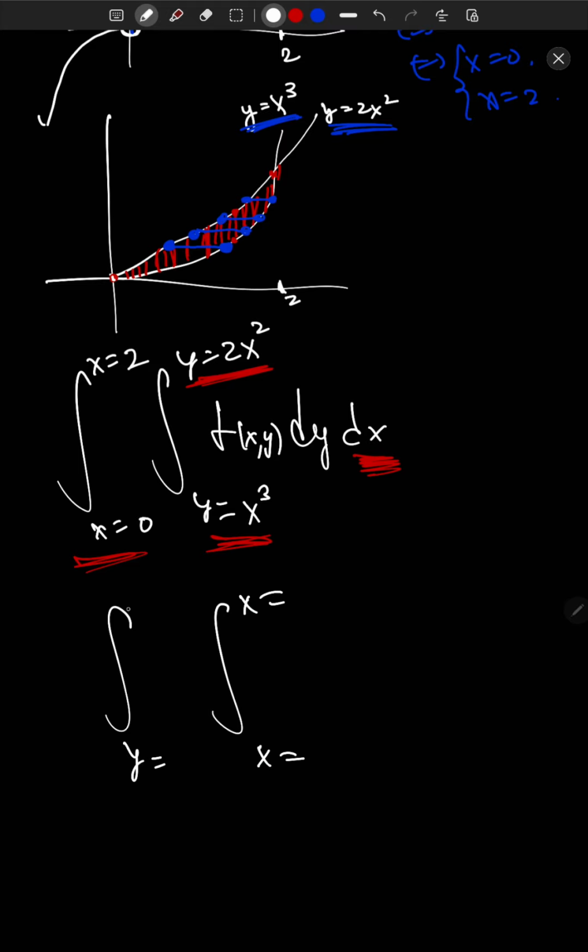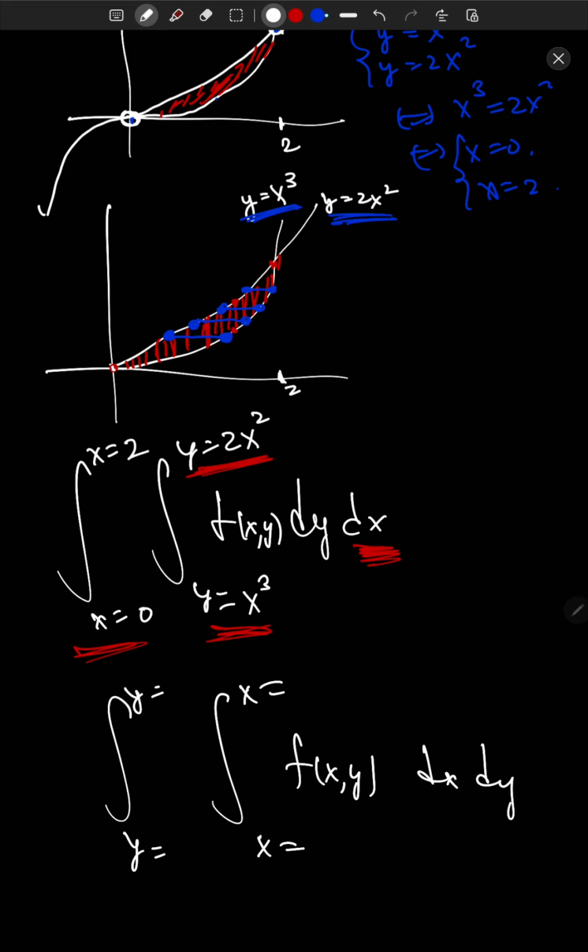Okay, but this time, of course, we need x equals something. And what we have here is our formula in terms of y, so we just translate that. Our parabola, y equals 2x squared, is the same as x equals square root of y over 2. And our cubic is the same as x equals cube root of y. Okay, so we're starting from the parabola, so x equals square root of y over 2, and we're ending up at cube root of y. All right.